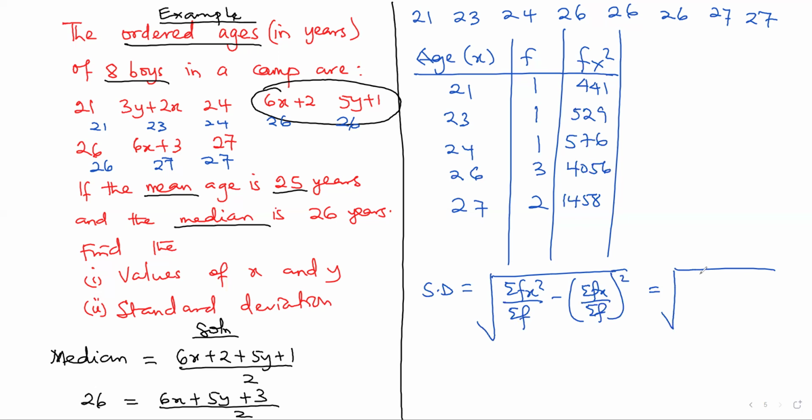So summation of fx squared, when we sum all this, will give us 7060. So we put it here. Summation of f, when we sum all this, we'll get 8. So we put it here minus our mean squared, but we were told in the question that our mean is 25. So we just substitute the squared.